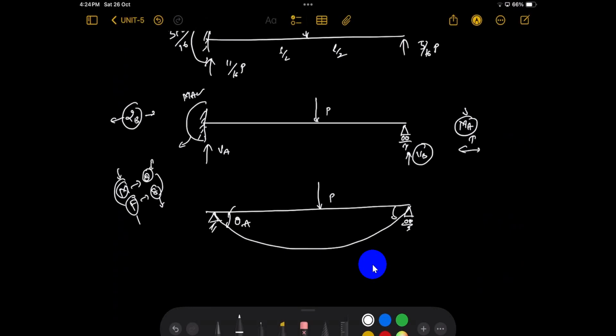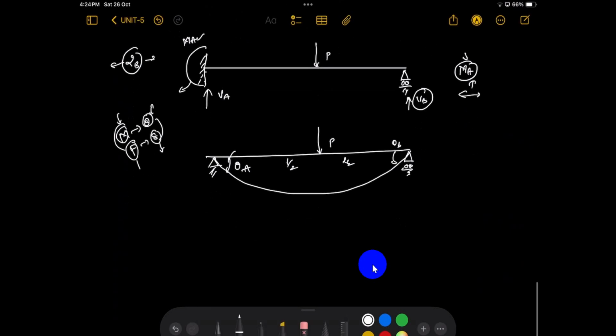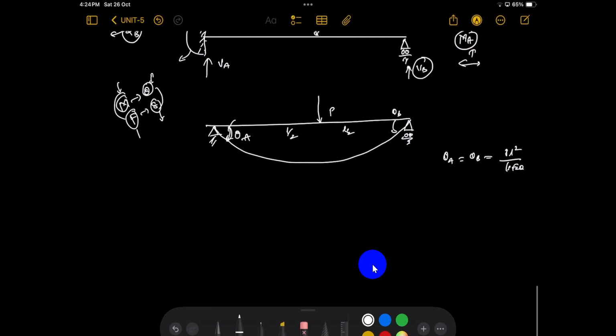Theta A, theta B, this P, L by 2, L by 2. You already know that when a point load acts at the center, the slope at the sides, theta A or theta B, is equal to PL square by 16 EI. You already know that. Otherwise, if you don't remember the equation, use the conjugate beam method, where hinge is roller and roller is hinge. So what is the bending moment? You already know the bending moment diagram.